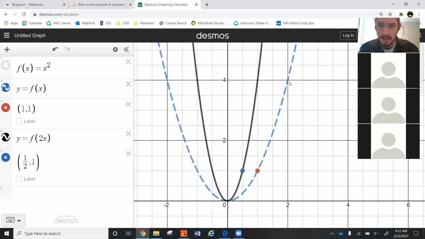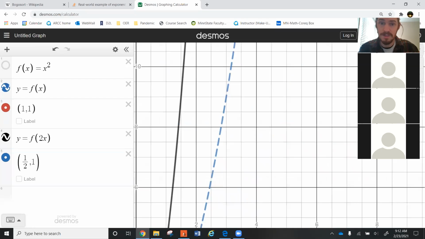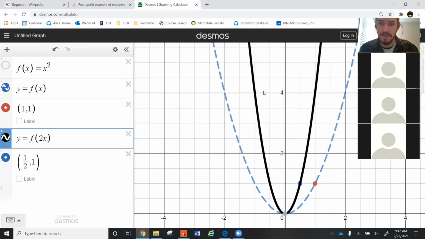So like up here, here's an example. This used to be the point 2, 4 right here. And now it's been scaled to be the point 1, 4, where the x value is half of what it used to be. And that's true all the way across this whole graph.